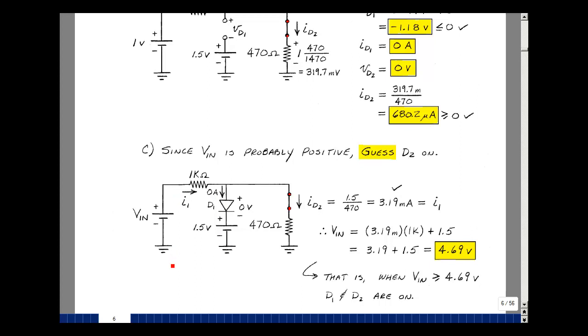Now I can go around the loop. The rise in voltage is Vn, and the drop is going to be equal to the drop across the resistor, which is 3.19 milliamps times 1K, plus 0 and plus 1.5. And that turns out to be 4.69 volts. Whenever this input is greater than 4.69, diode 1 and diode 2 begin to conduct. In our previous examples, we were doing 3 volts and 1 volt. So there was the value of Vn if it was large enough to get both diodes to turn on. And this is supplemental problem 2.3.